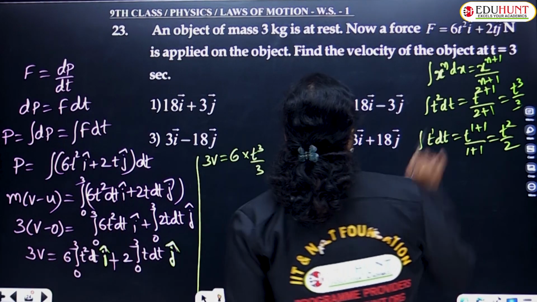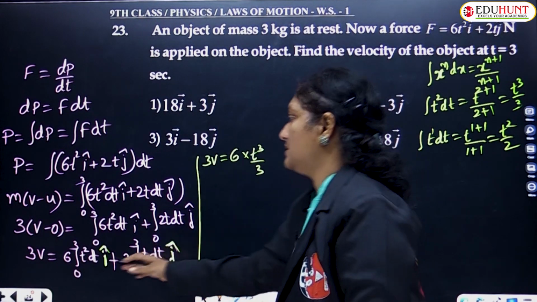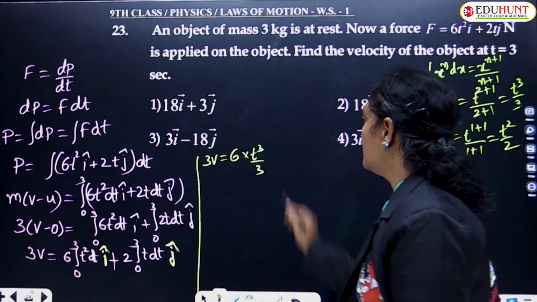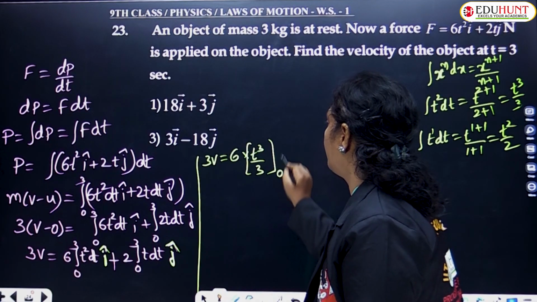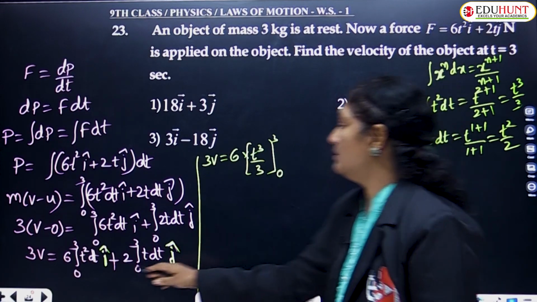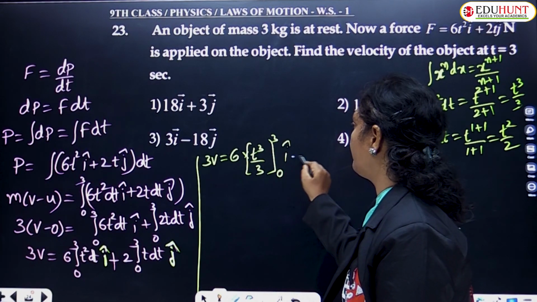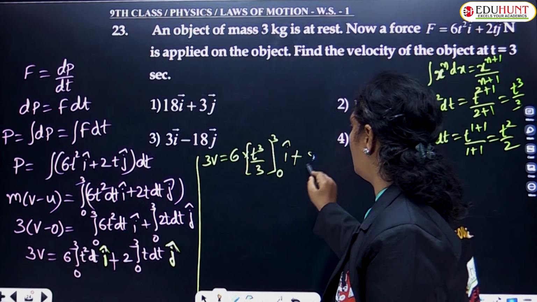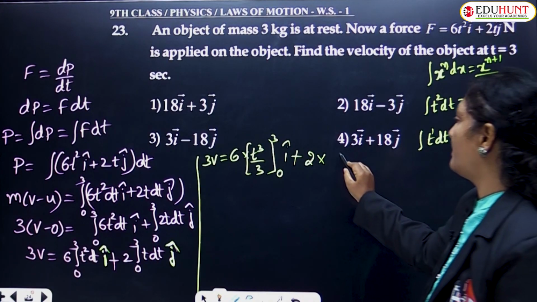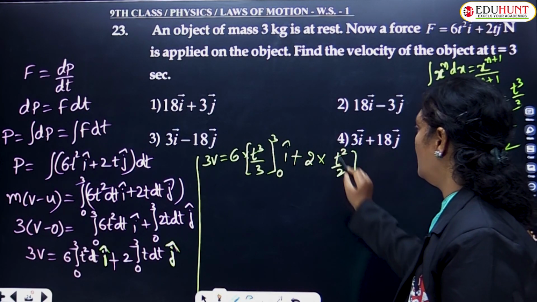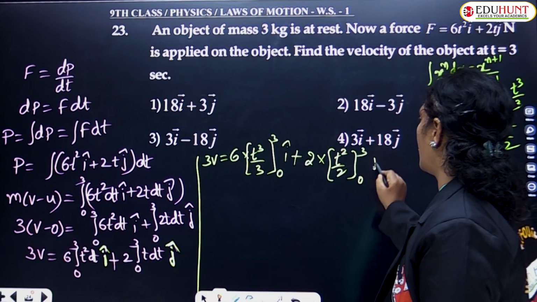From where to where? The time acts up to 3 seconds, and the starting time is 0. So 0 to 3 seconds. Those values I replaced over there. So the lower limit is 0 and the upper limit is 3, over i cap, plus again 2 into integral t dt. What is the value of integral t dt? It is t square by 2, and again the same limits, from 0 to 3, j cap.